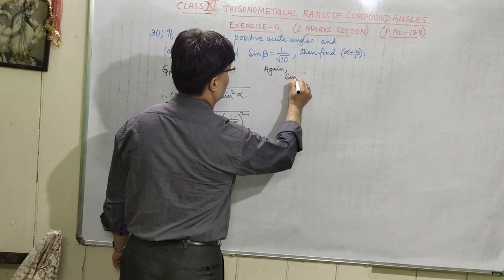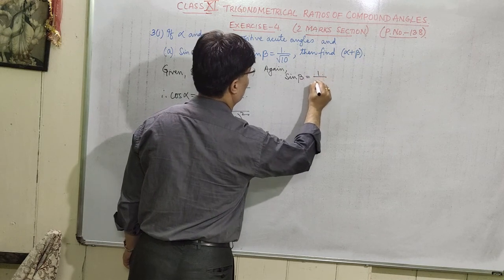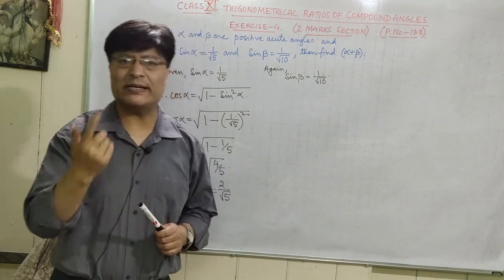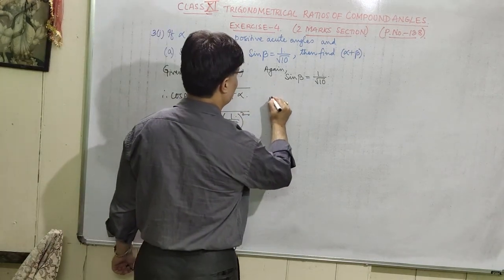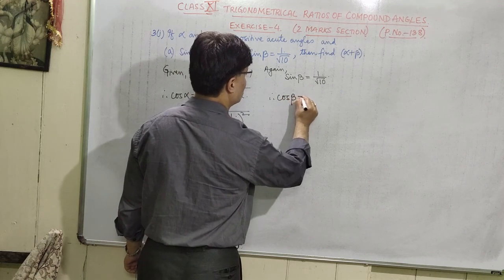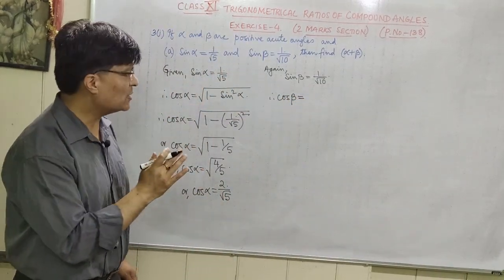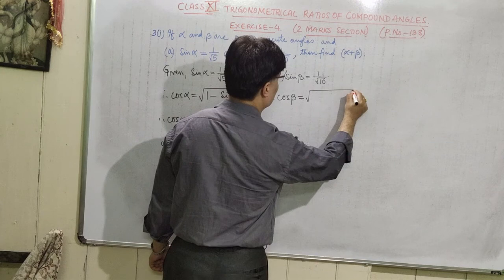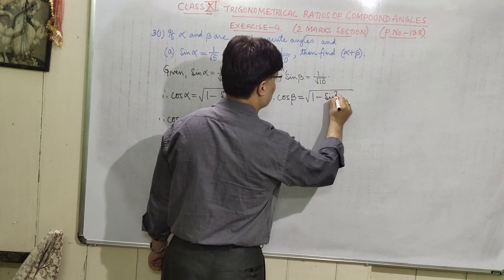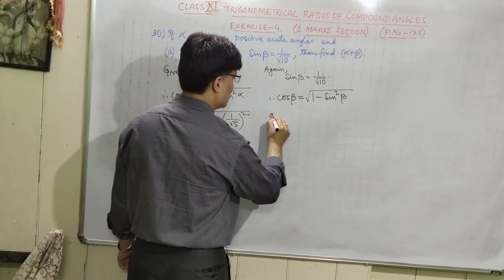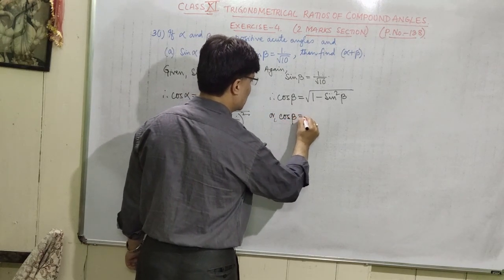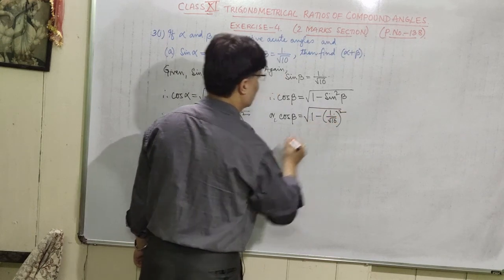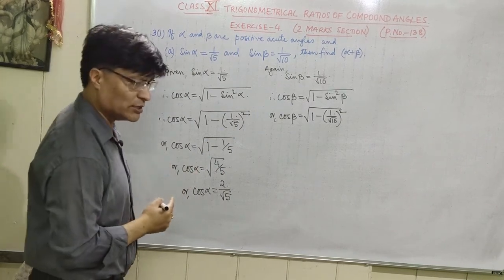Again, sine beta is equal to 1 upon root 10. Okay, now from sine beta you have to get the value for cos beta. So we know that cos beta is always positive in the first quadrant. Cos beta is also positive in the first quadrant. So what is cos beta in terms of sine beta? Cos beta is equal to root over 1 minus sine square beta. So cos beta is equal to root over 1 minus 1 by root 10 whole square. So we are substituting the value of sine beta.